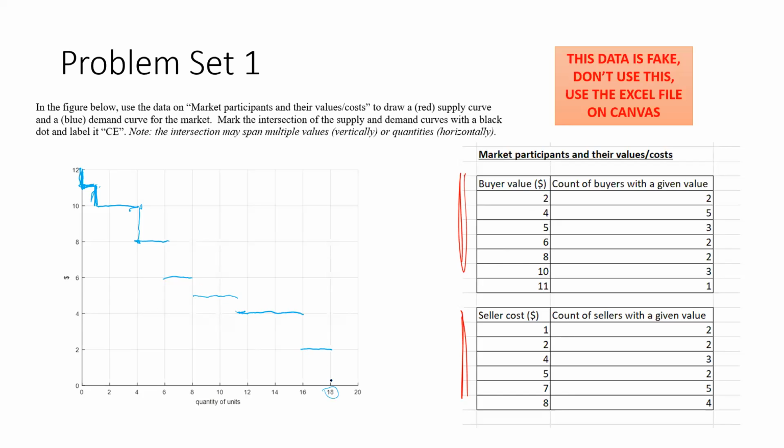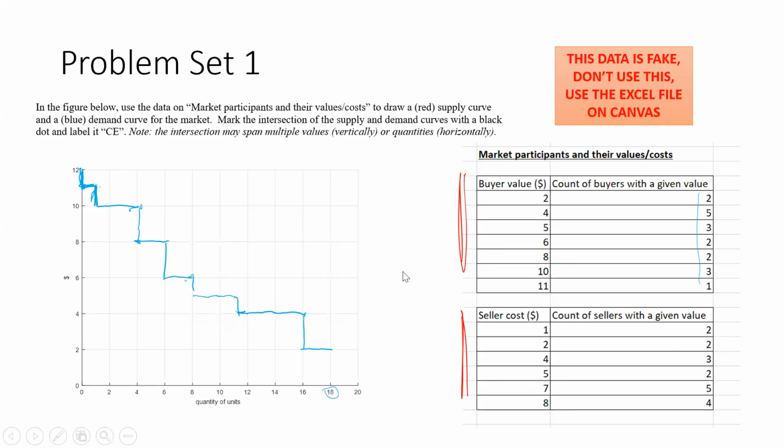And it all should add up to 18. You should get out to 18 because that's the quantity if you add up all these numbers. And so when you connect these dots, you get your demand curve. So perfect. Thank you, Megan, for walking us through that.